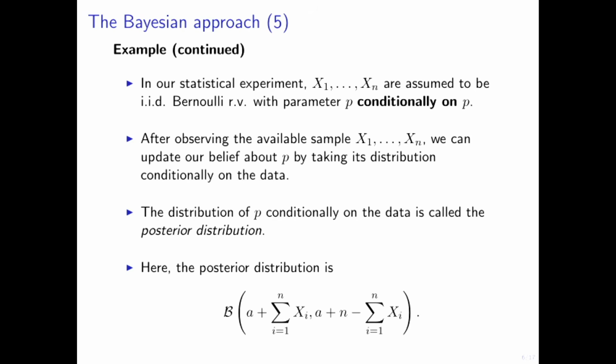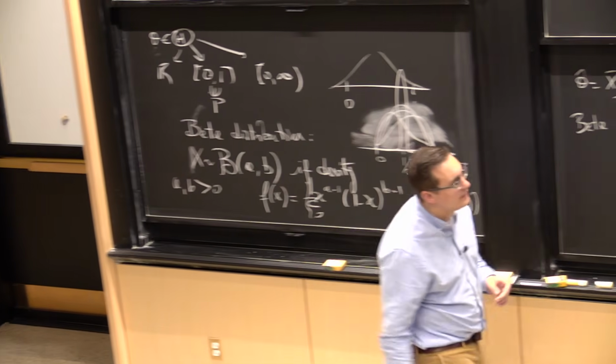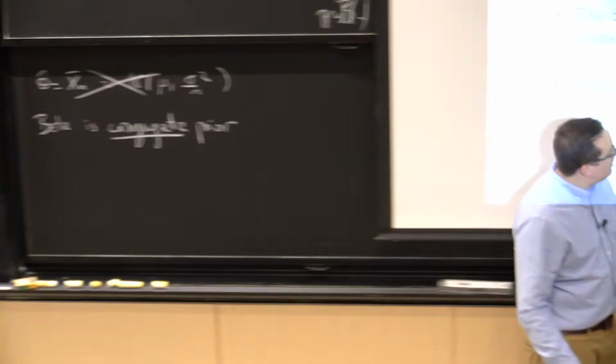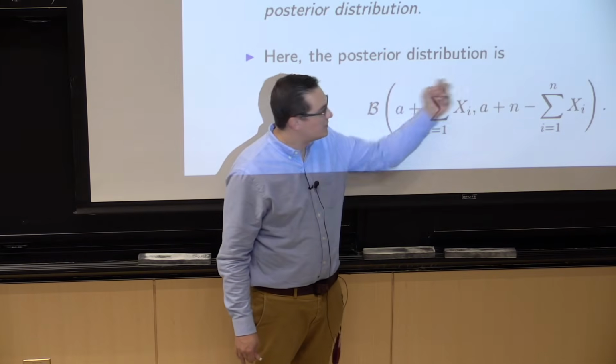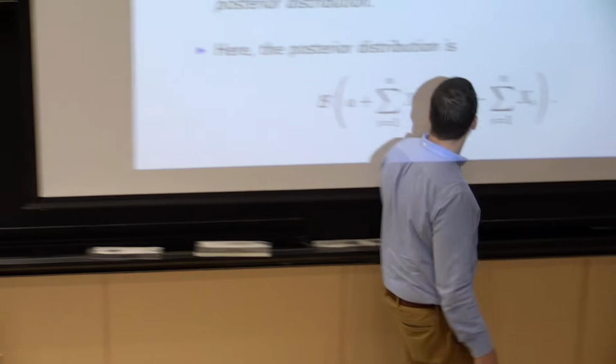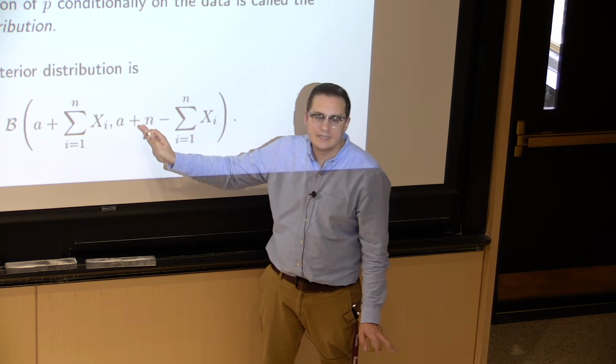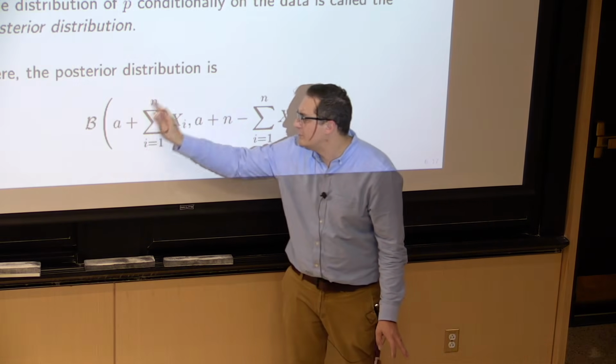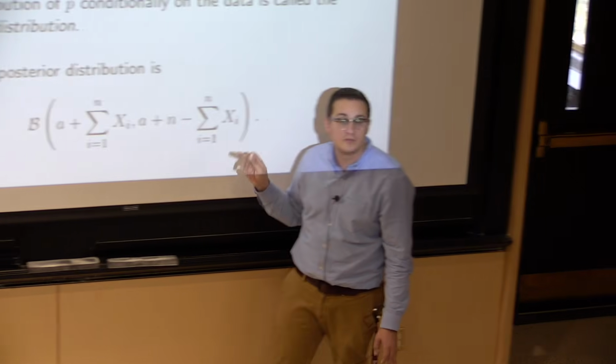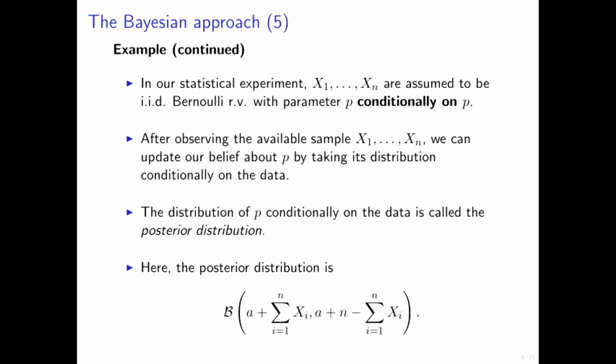What I did, so A and B, I didn't mention it. A and B are positive numbers. They can be anything positive. So here what I did is that I updated A into A plus the sum of my data, and B into B plus n minus the sum of my data. So that's essentially A becomes A plus the number of ones. So the first parameter becomes itself plus the number of ones, and the second one becomes itself plus the number of zeros. And just as a sanity check, what does this mean?